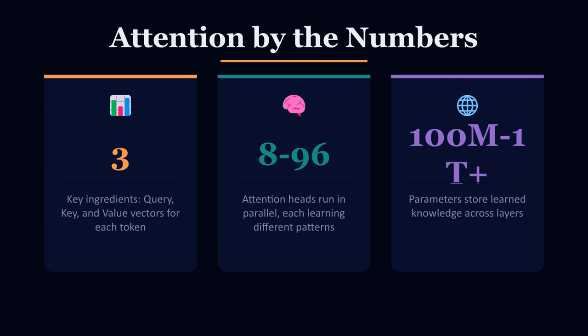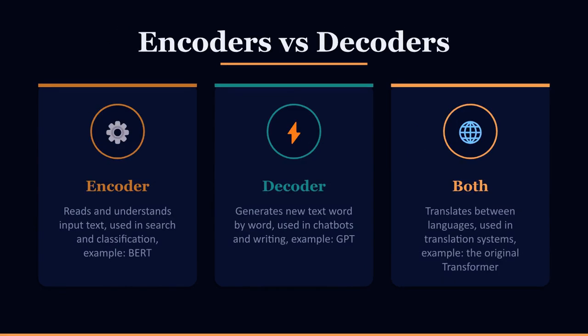Transformers come in 2 main flavors. Encoders are great at understanding text. They read your input and create a rich representation of what it means. BERT is a famous encoder model used in Google Search. Decoders are great at generating text. They predict the next word, then the next, building up sentences one token at a time. GPT is the most famous decoder. The original transformer paper actually used both together for translation.